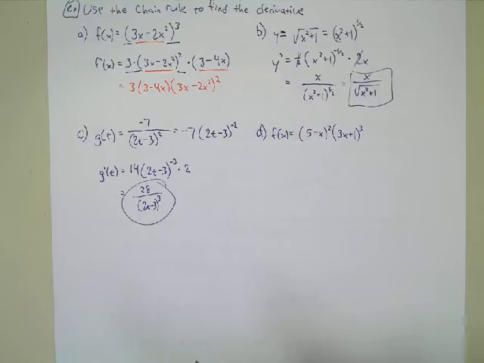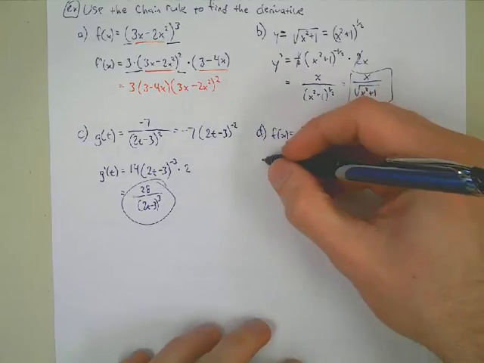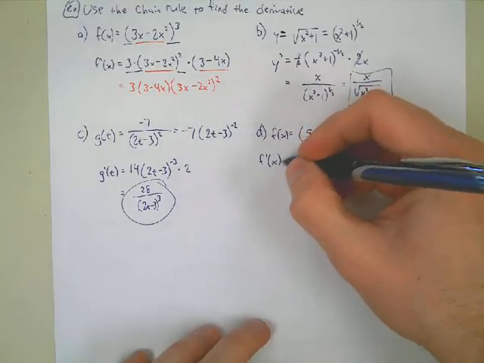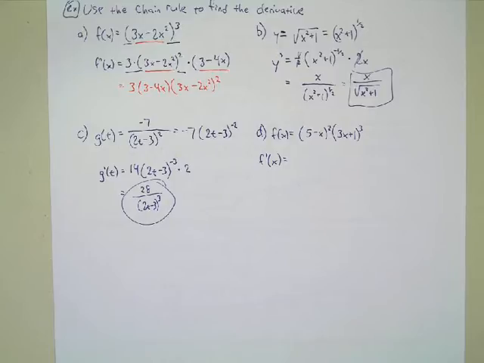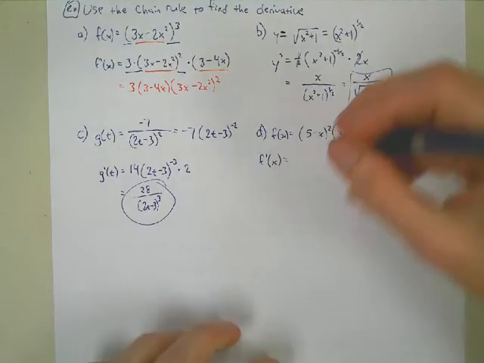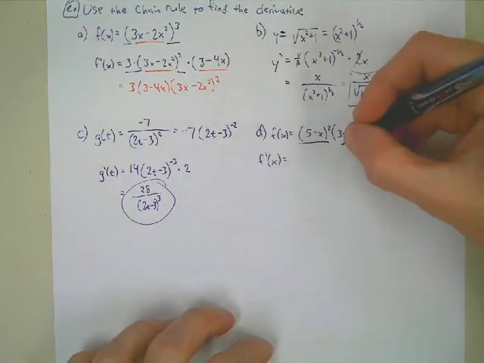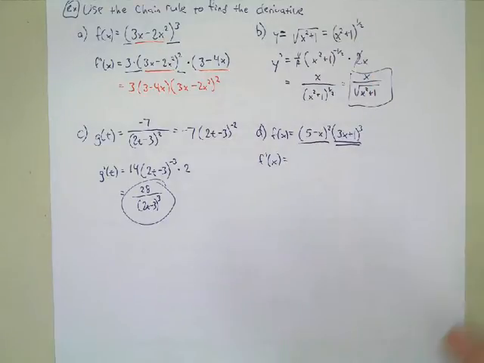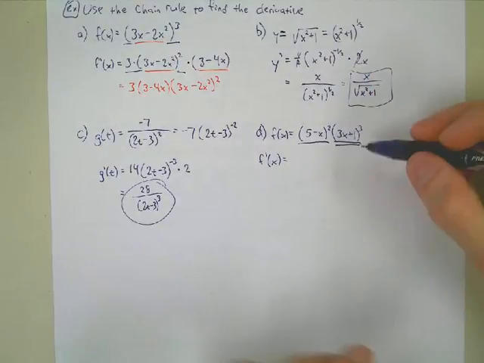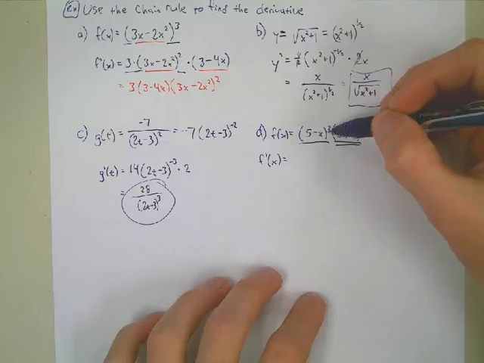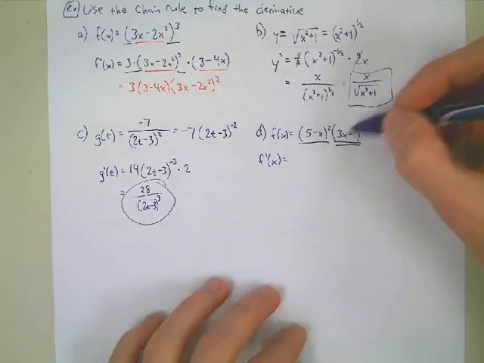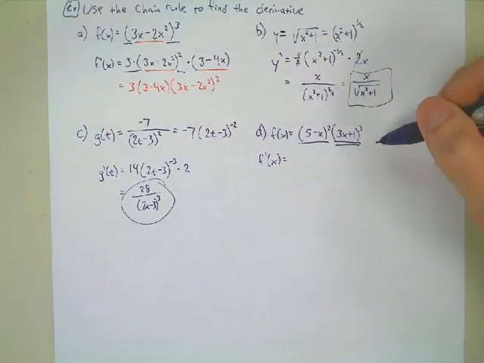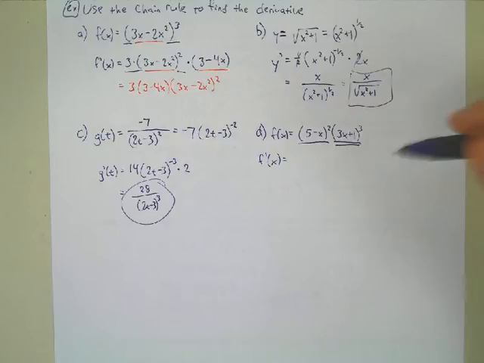So f prime of x equals, I'm going to say this is my first and this is my second. It's important that we're able to break up our product into the two pieces here. So it's 5 minus x quantity squared, that's my first piece, and 3x plus 1 to the third, that's my second piece. The way I do the derivative is the first times the derivative of the second plus the second times the derivative of the first.